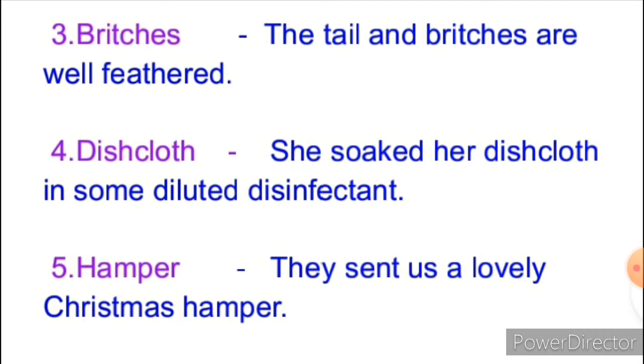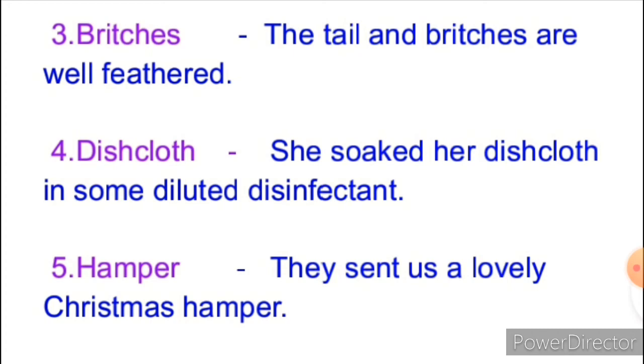Listen children, the word dishcloth means a cloth used for washing dishes, which we can use in our kitchen to clean the dishes and the surface also. This cloth is mostly made of cotton, and other materials are also used, but mostly people use dishcloths as a cotton cloth. So the word dishcloth means cloth used for washing dishes. Using that word dishcloth, you have to frame a sentence children.